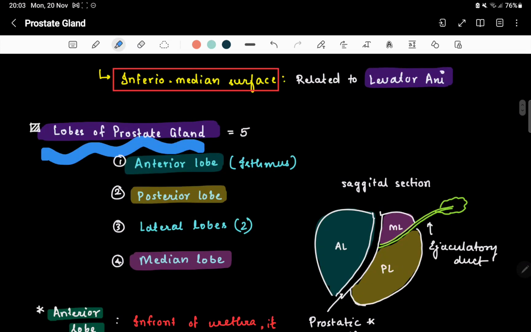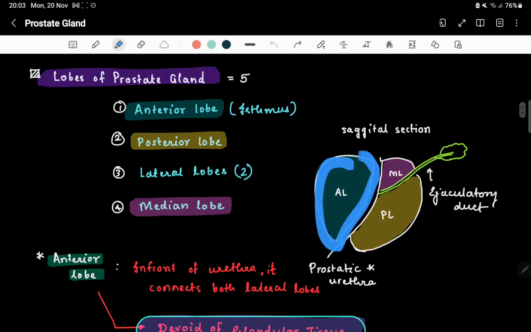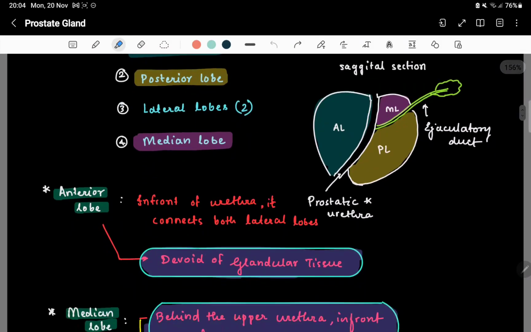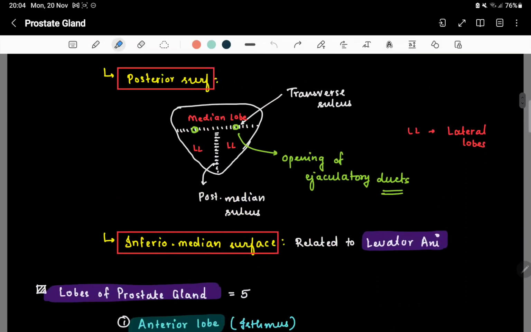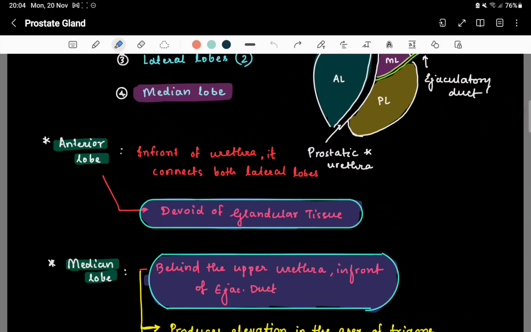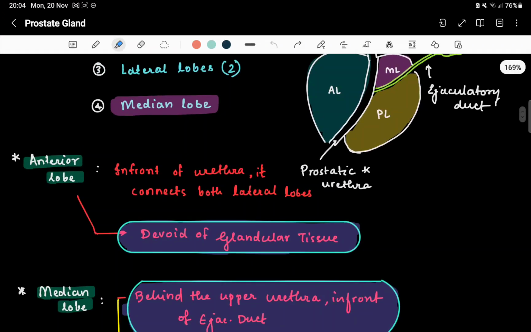What are the lobes of the prostate gland? Just note that it has 5 lobes. We have an anterior lobe like this, a median lobe like this, and a posterior lobe. This is the sagittal section of your prostate gland, and the anterior lobe is in front of the urethra, which connects both the lateral lobes. You have to visualize in 3D to get an orientation, but here we can't see in 3D, so we have to manage with it.